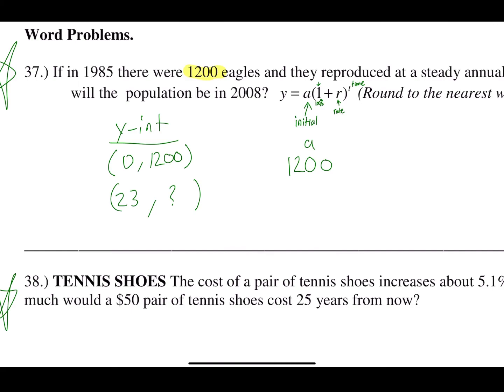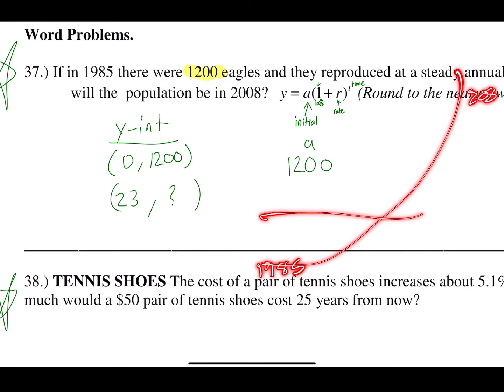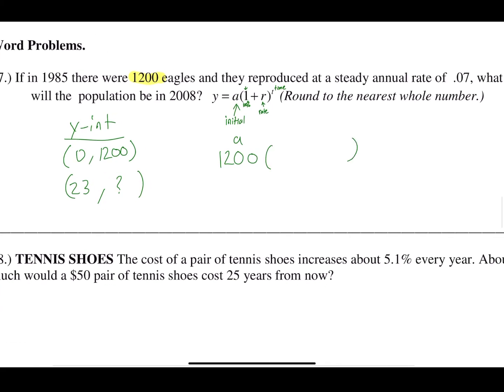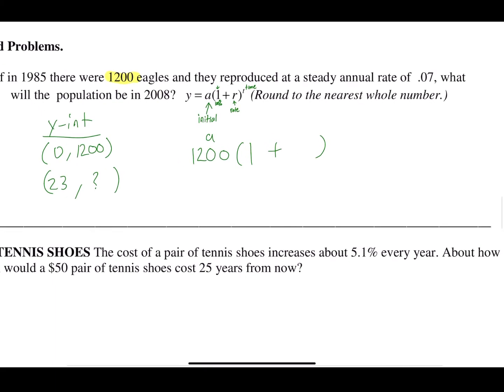Do not plug in these full years, 1985 and 2008. Otherwise, your graphs are going to look massive from 1985 all the way to 2008. Instead, just use 0 to 23. It'll make your life a lot easier. So 1200 is the initial value. 100% is still there. The rate, they've given us 0.07.